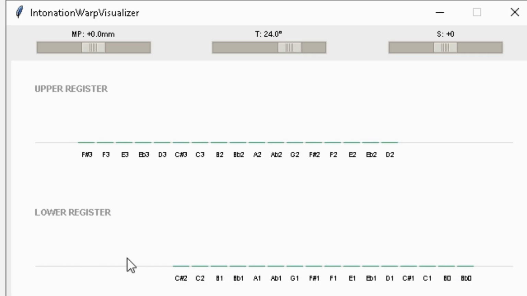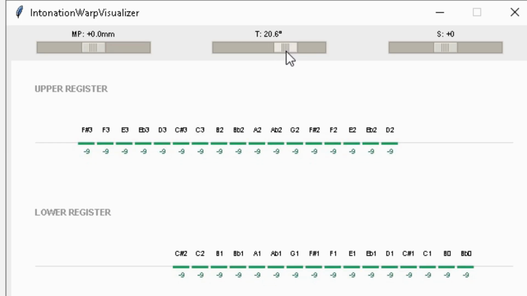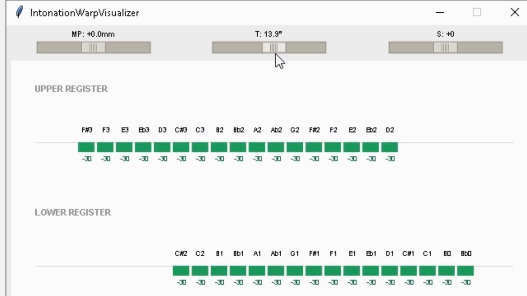But reality is changing. The first factor is air temperature. Has the air cooled down? The entire system falls, -3 cents for every degree Celsius. Your backing track always sounds at an honest 440 Hz, and you are instantly out of tune.